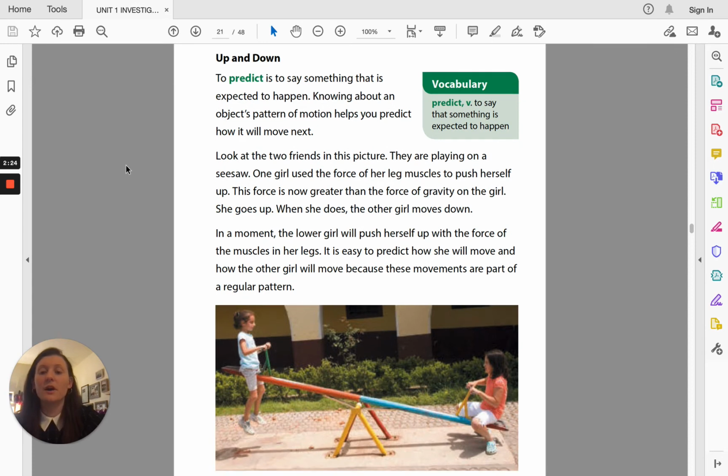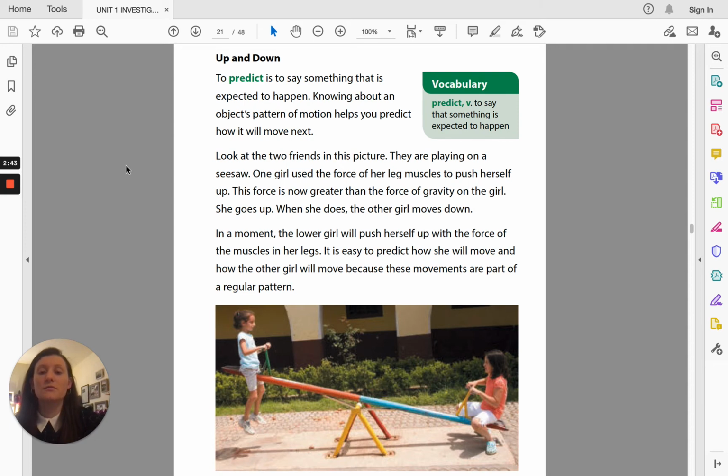Next up we have up and down. To predict is to say something that is expected to happen. Knowing about an object's pattern of motion helps you predict how it will move next. Look at the two friends in this picture. They are playing on a seesaw.